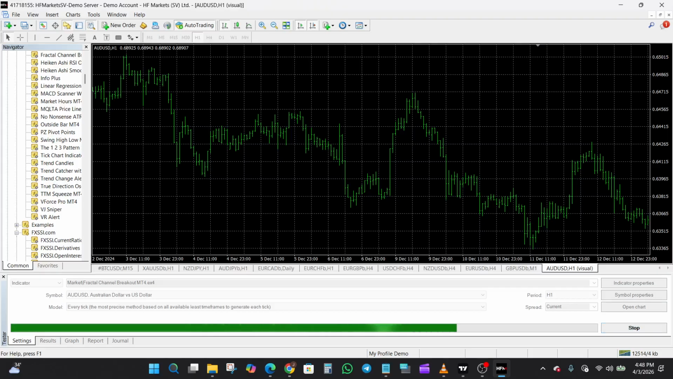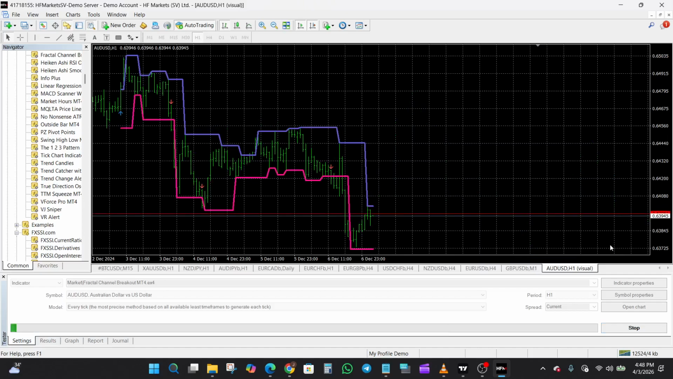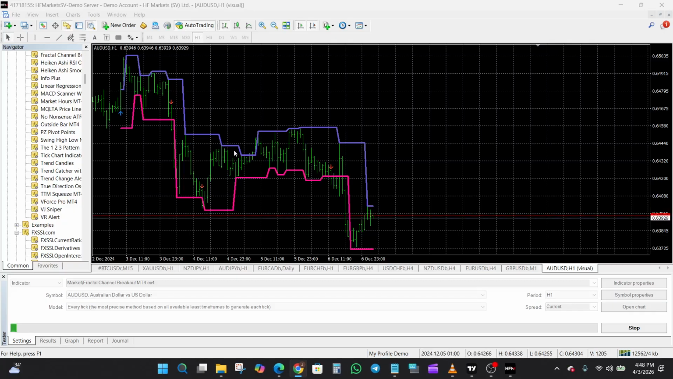All right, we want to understand how the indicator works. Now, as you can see, it's a straightforward indicator, right? It displays the KT fractal channel. You can see it displays the KT fractal channel, and the upper purple line is serving as a dynamic resistance, while the lower pink line is serving as a dynamic support.